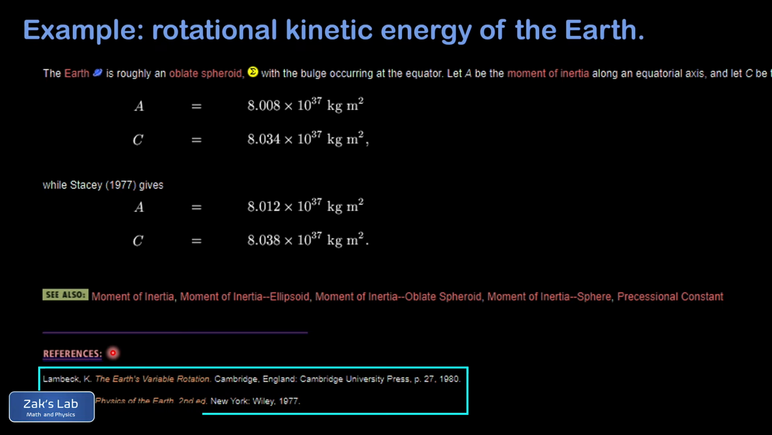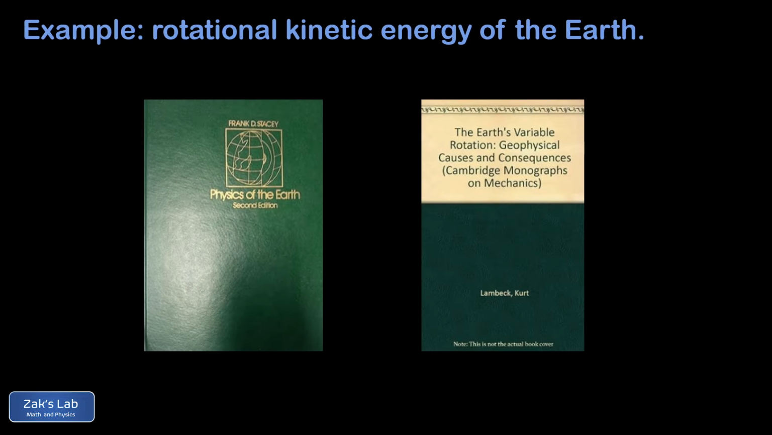So next, I went to the references for the Wolfram article. And these are both textbooks that were published in the late 70s and early 80s. And as it turned out, these are both graduate level geophysics books. And this is the moment that it occurred to me our assumption of uniform density is actually what's to blame for the discrepancy in our calculations.